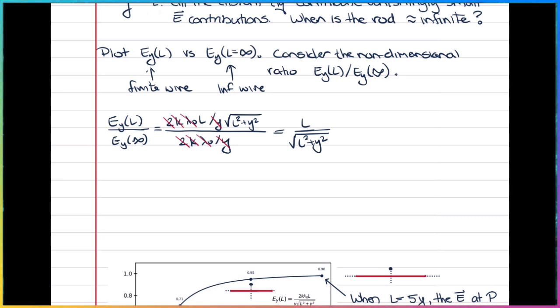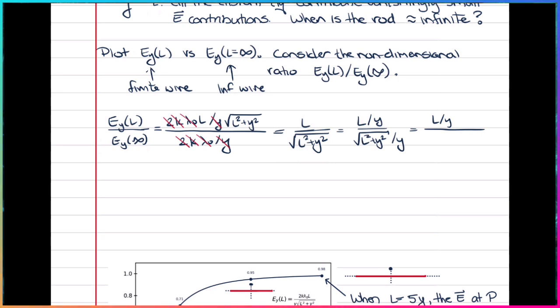We know that this left-hand side is dimensionless, because it's an E field divided by an E field. So we do expect this to be dimensionless, which it is, because this has units of length, and this has units of length, because it's length squared, square root. It's sometimes helpful to write things in terms of some dimensionless parameter. So essentially I'm going to divide the top and the bottom by Y. That's going to be L over Y on top.